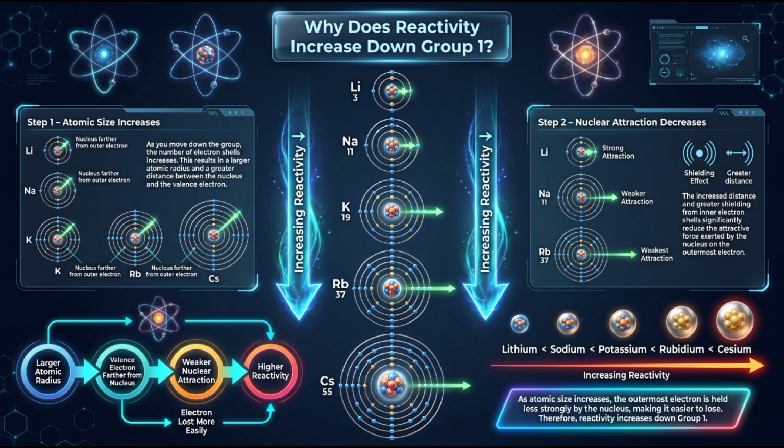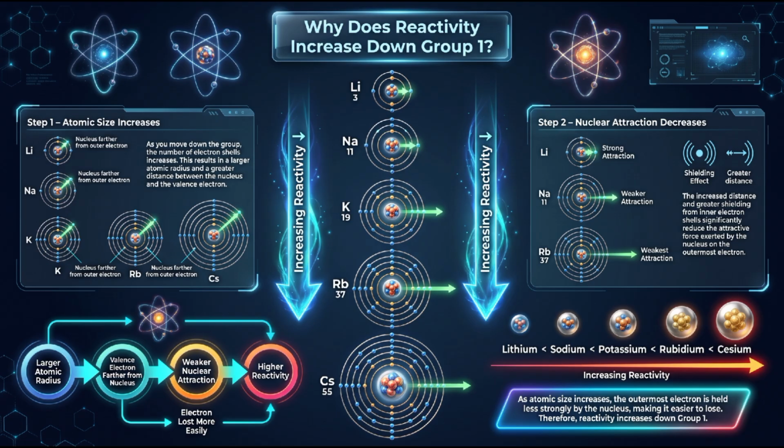The general reaction of an alkali metal with water is 2M + 2H2O → 2MOH + H2. Here, M represents any group 1 metal. During the reaction, the metal loses its single valence electron to form a +1 ion, while water is converted into a metal hydroxide and hydrogen gas. Since the electron is removed more easily as we move down the group, the reactions become increasingly vigorous.